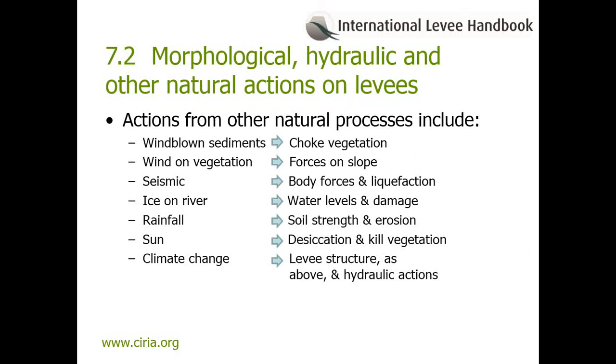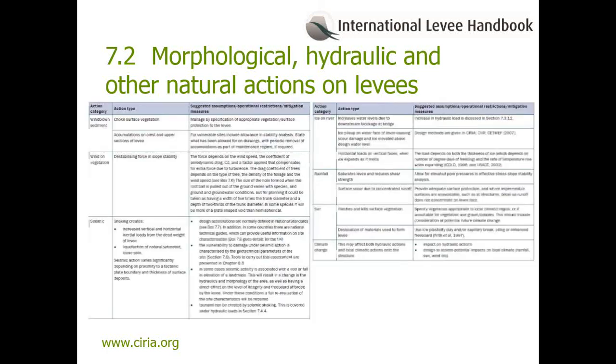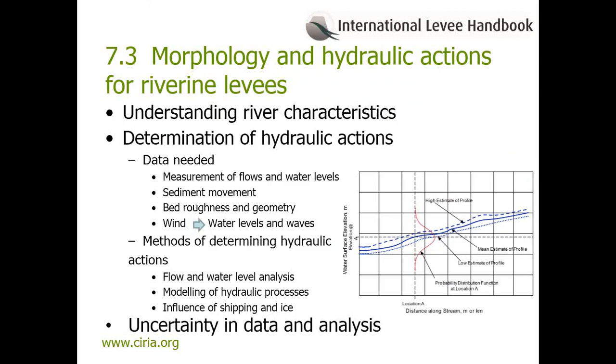Section 7.2 also identifies other natural processes that act on the levee. These are shown here with some of the actions that occur. Next slide. A list of principal action categories are given with the corresponding action and suggestions to consider relative to levee projects. For example, in this table, rainfall may cause surface scour on the levee embankment, but providing adequate surface protection can mitigate this effect. Next slide.